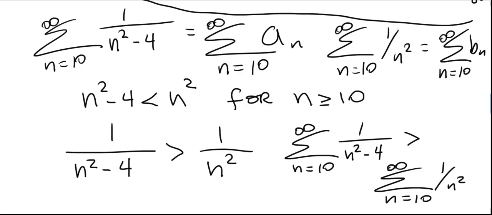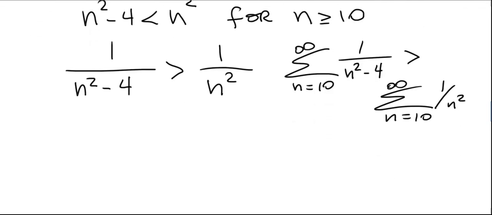Now here's where we see that the comparison test does not apply. We can't use the comparison test by comparing these two series. Now this series converges, right? It's the same as before. It's a p series with p equal to 2, so this series converges.